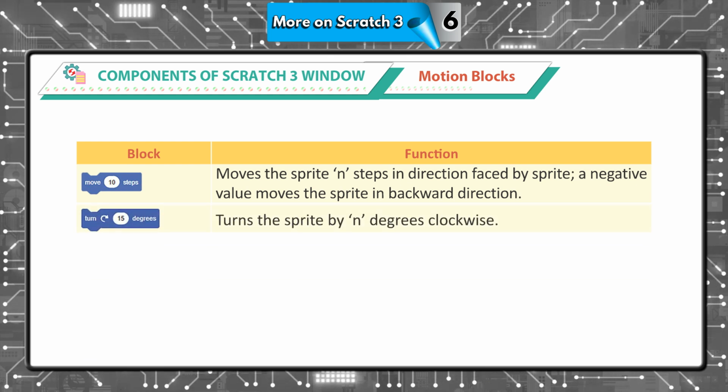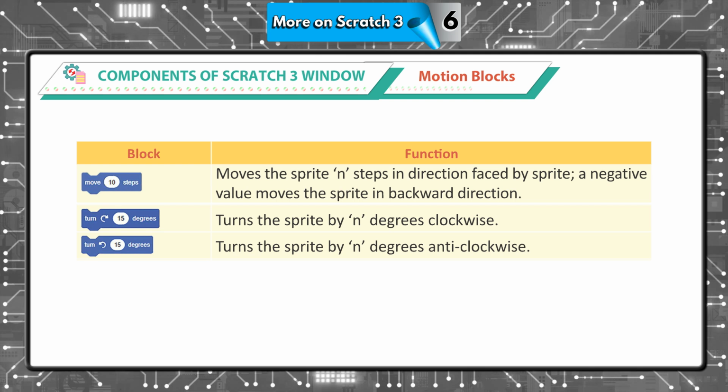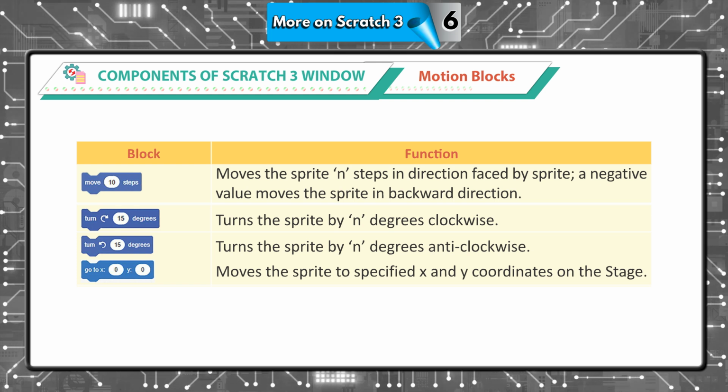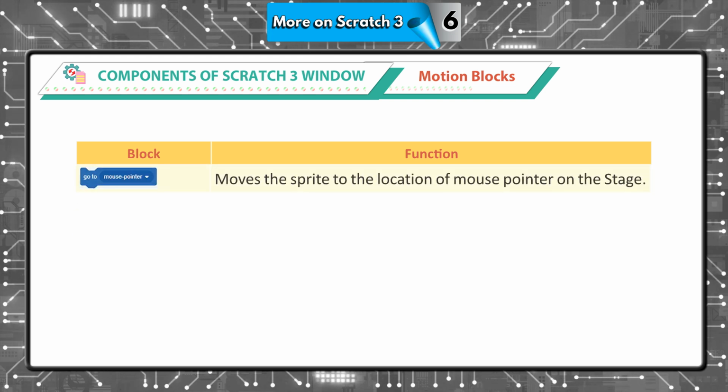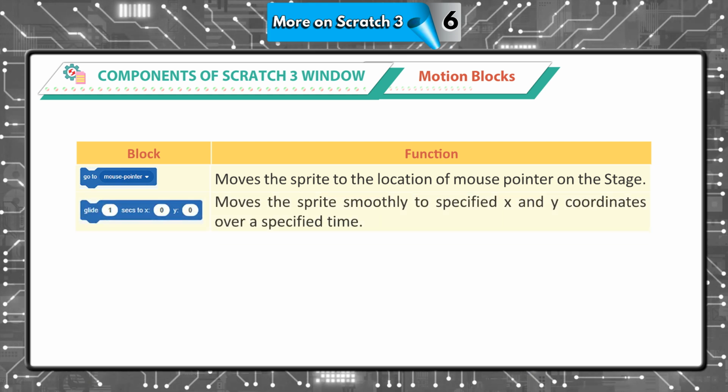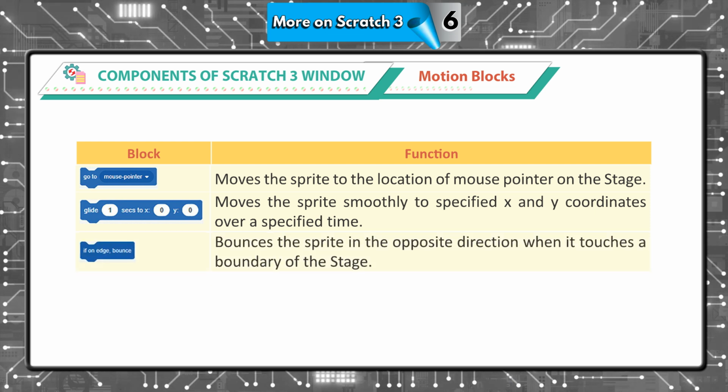Turn 15 degrees clockwise turns the sprite by degrees clockwise. Turn 15 degrees anti-clockwise turns the sprite by degrees anti-clockwise. Go to x0, y0 moves the sprite to specified x and y coordinates on the stage. Go to mouse pointer moves the sprite to the location of the mouse pointer on the stage. Glide 1 second to x0, y0 moves the sprite smoothly to specified x and y coordinates over a specified time. If on edge, bounce bounces the sprite in the opposite direction when it touches a boundary of the stage.